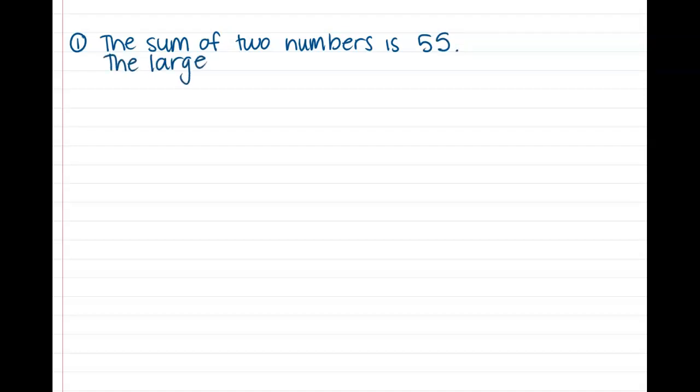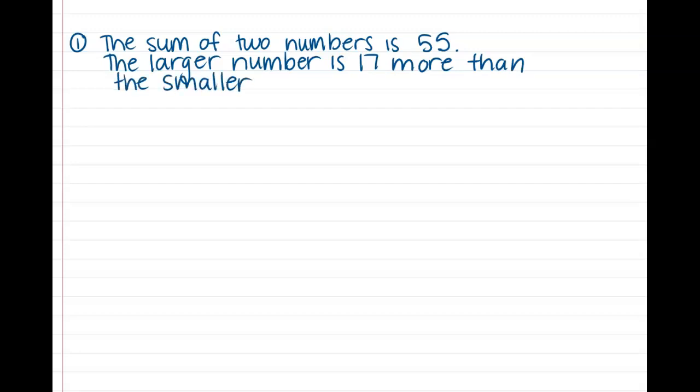the sum of two numbers is 55. The larger number is 17 more than the smaller number. What are the numbers?